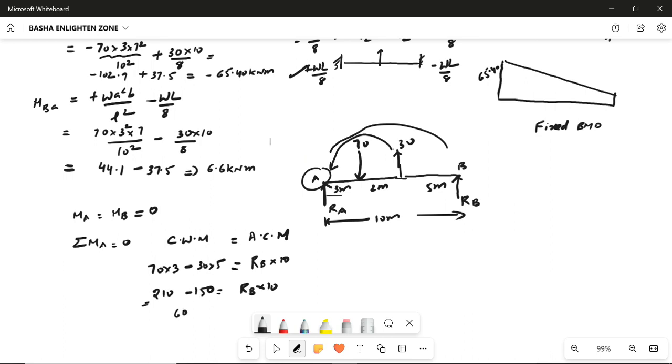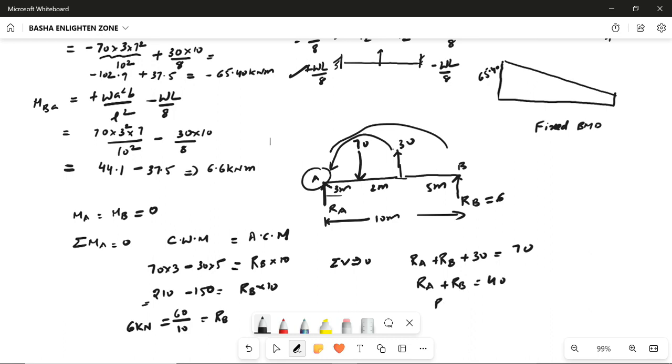So you will get the difference of 60 divided by 10, and that goes to RB. So you will get 6 kilonewton. So your RB will be 6 kilonewton. If you want the total vertical loads, sigma V will be equal to 0. That is RA plus RB equal to the upward load acting here, 30, plus the downward load acting here, 70. Sum of the vertical loads on the span. So RA plus RB equals 70 minus 30, which is 40. So RA will be 40 minus 6, equal to 34 kilonewton, acting at the support.